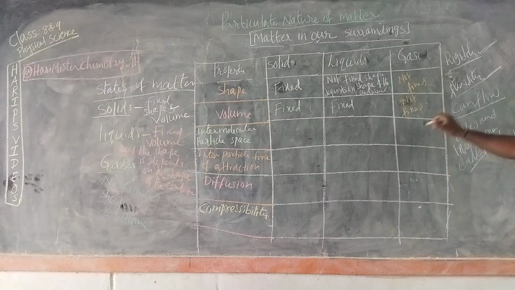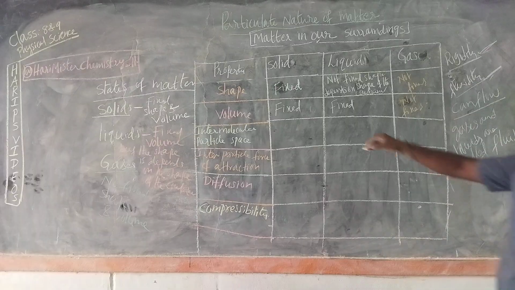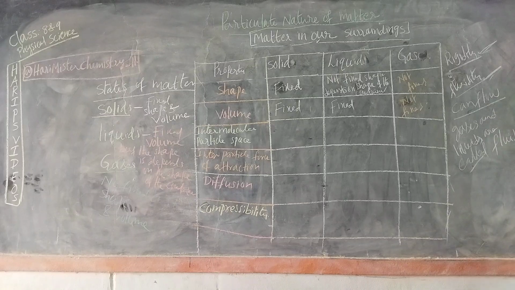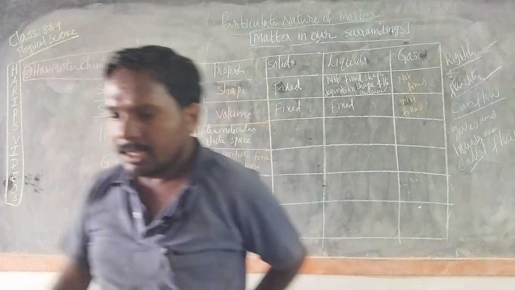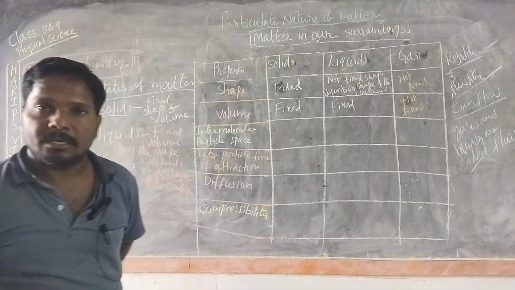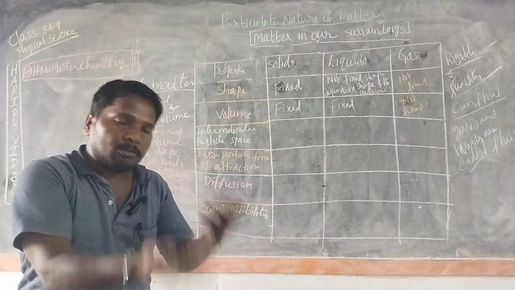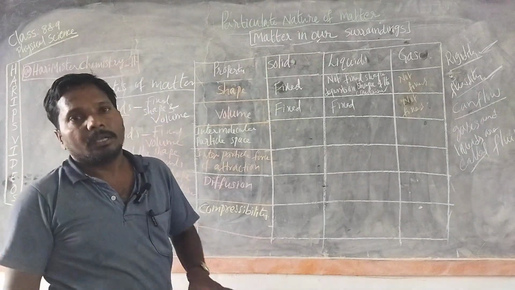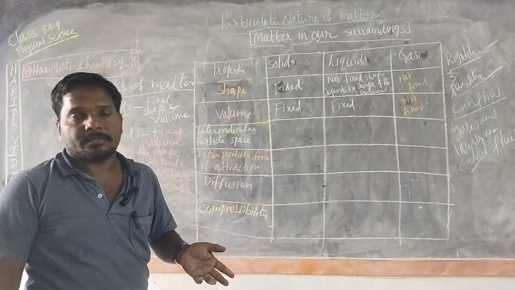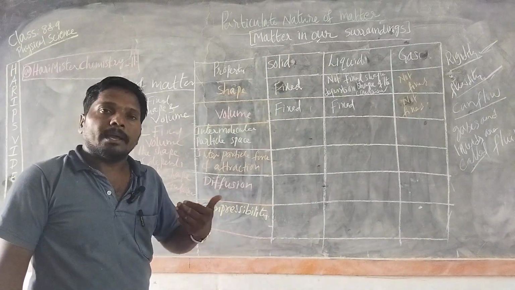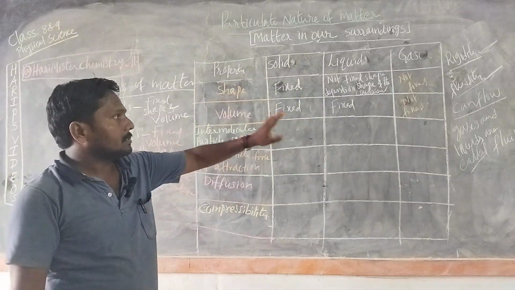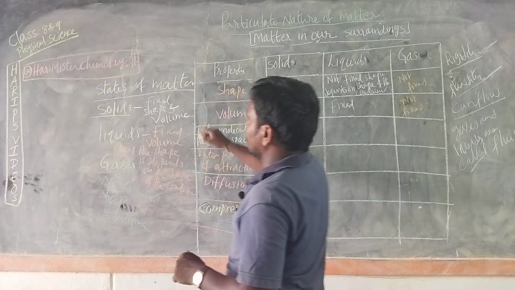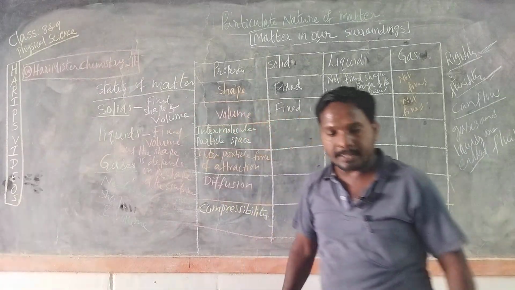These are the very important properties: rigidity and fluidity, shape, volume, interparticle space, attraction, diffusion, compressibility remain. Fluidity and rigidity you can understand very easily, that's why I did not explain much about them. They are able to flow or not, they can move themselves or not. That's all. Solids cannot move themselves. Liquids can flow. Gases can flow. So these are some properties of the three states of matter: solids, liquids, and gases.